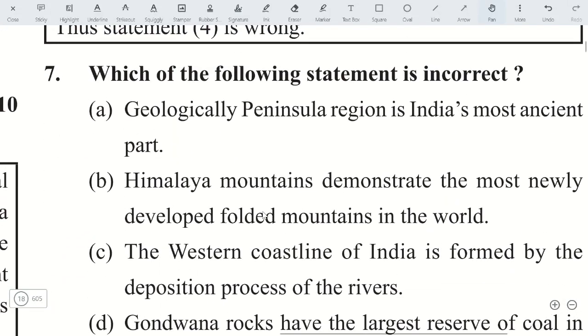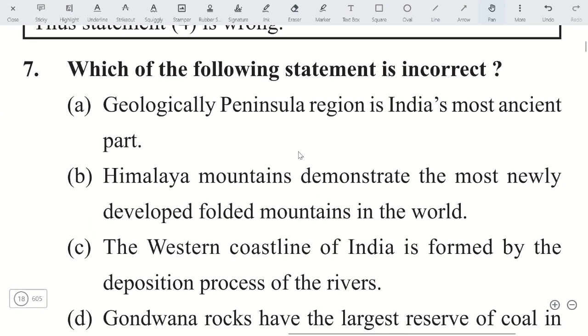Which of the following statements is incorrect? Here we have to choose the incorrect option. Geographically, the Peninsular region is India's most ancient part. Yes, it is correct, and it is the most stable part also. The Himalaya mountains are the most newly developed fold mountains in the world, which is also correct.